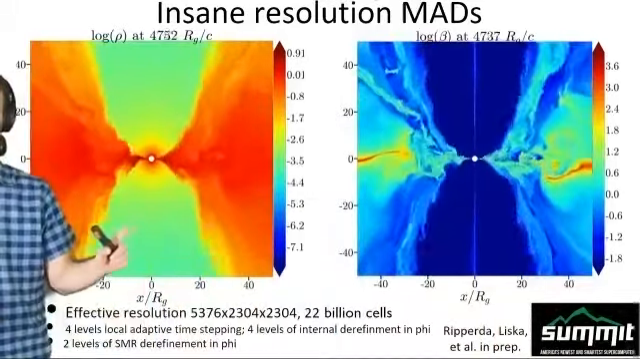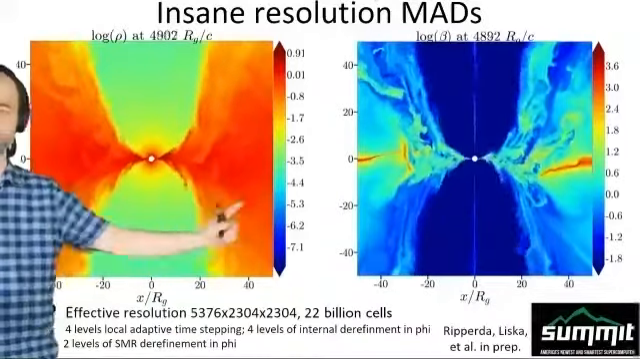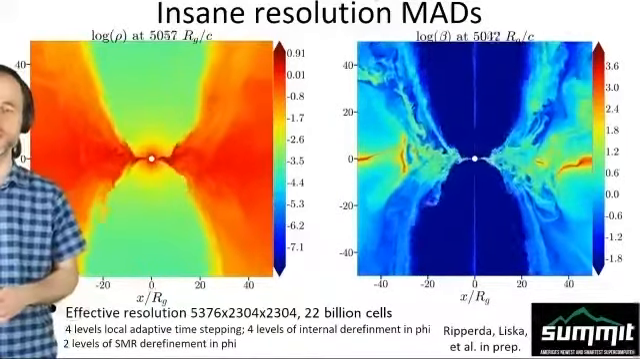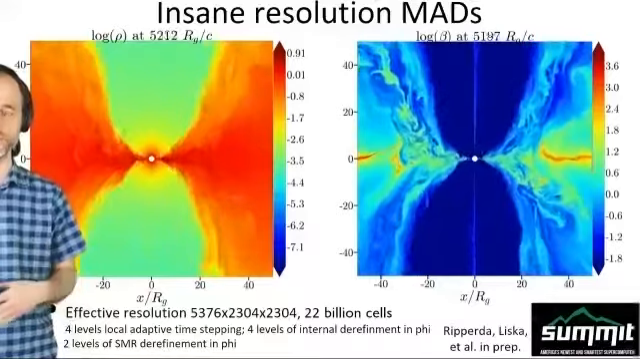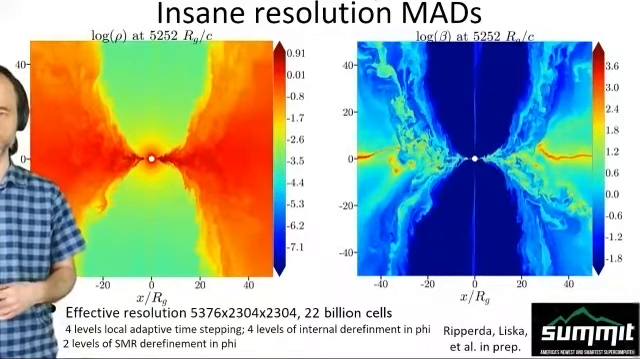So the left panel is the density, and the right panel is the magnetization, or plasma beta, the ratio of gas to magnetic pressure, on a log scale. And you can see that there is a remarkable amount of detail that we get.